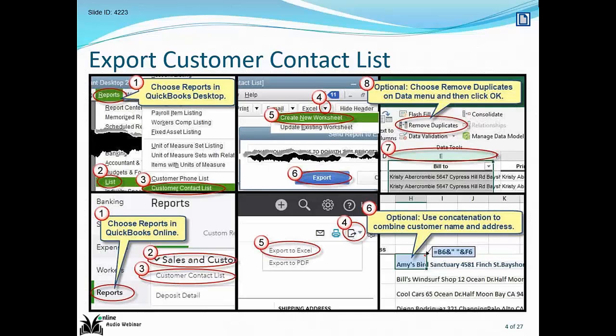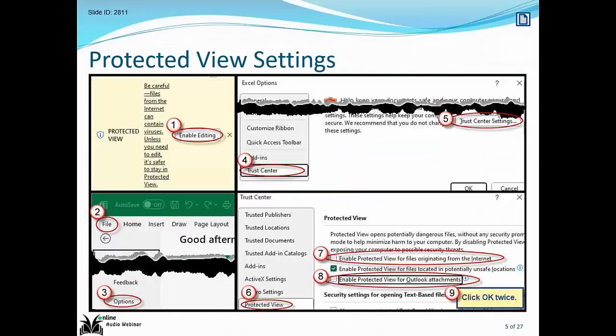And the slide across the top does show how to do that in QuickBooks Desktop. I'm not going to go into QuickBooks Desktop. We're going to stick with QuickBooks Online. But rather than clicking Enable Editing over and over again, instead, if you go to the File menu, step 2, go to Options. So this is going to be a one-time change that you make. That opens the Excel Options dialog box. Step 4 there, we want to go to the Trust Center. And over to the right, step 5, we're clicking Trust Center Settings.